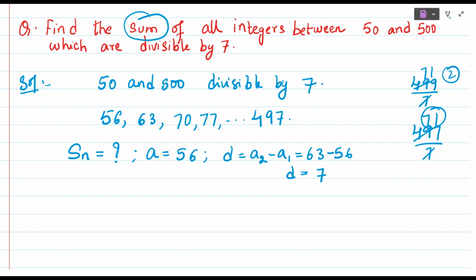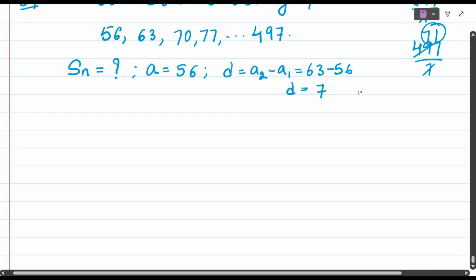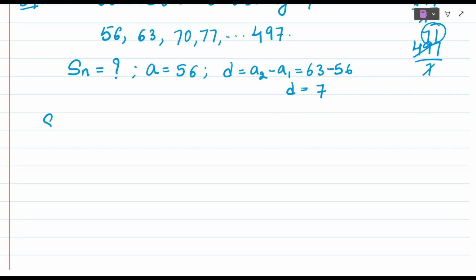So write the formula, and it is very simple, students. You just have to know the formula. Formulas are very important in mathematics. So Sn is equal to n by 2 into 2a plus n minus 1 into d. So what is the value of n here? How many terms are there, students?